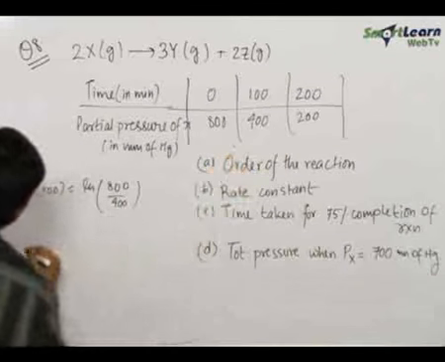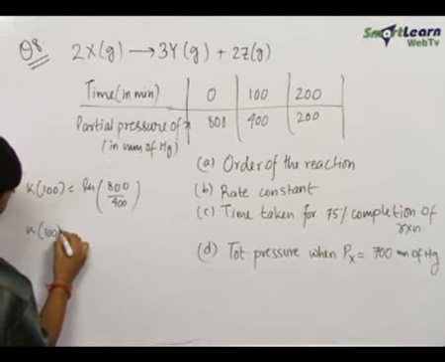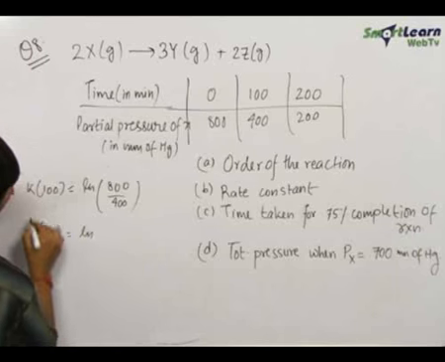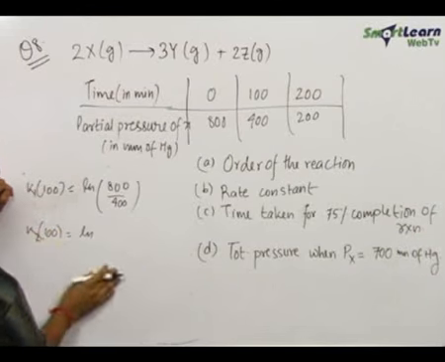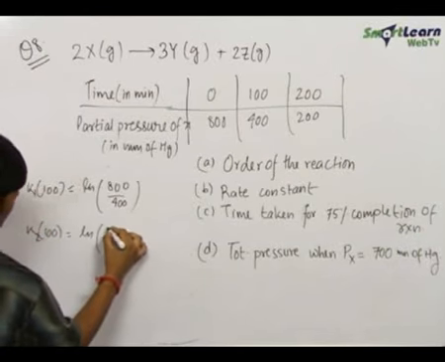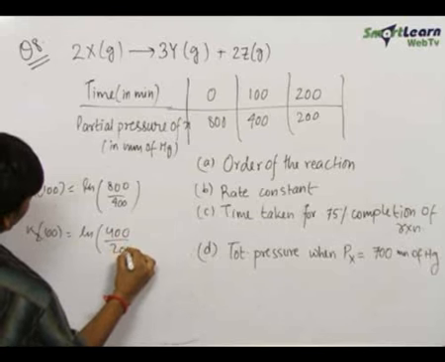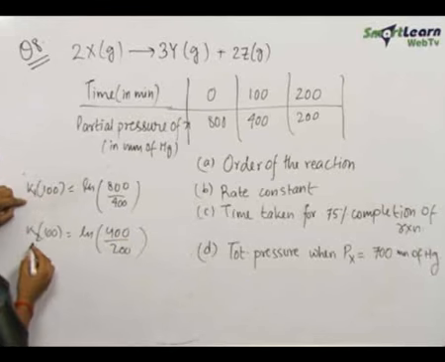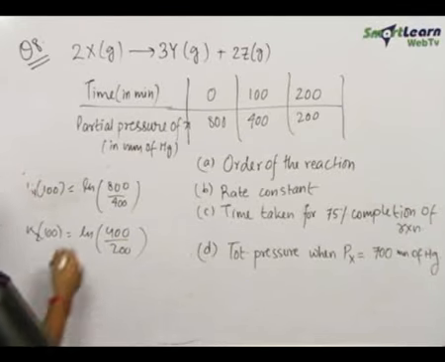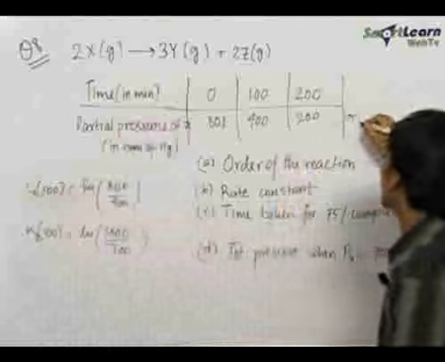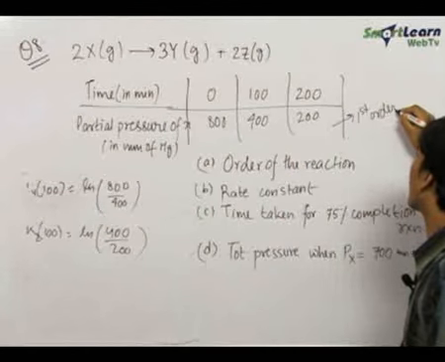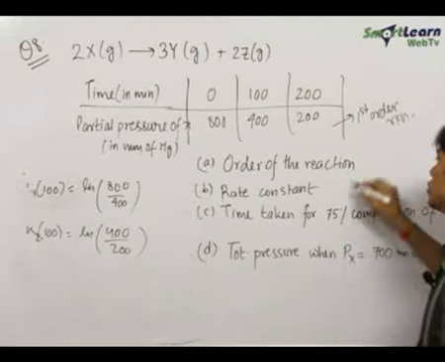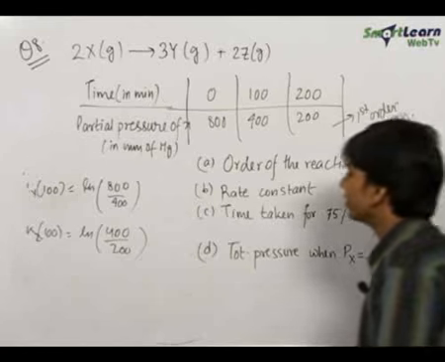Similarly, for this to this transition, it should be K into 100 again. This is equal to ln of, this is K1, this is K2, ln of C naught upon Ct, that is 400 upon 200. So, we are seeing that the value of K1 and K2 is coming out to be the same. Therefore, it is definitely a first order reaction. So, the answer for the first part is 1.